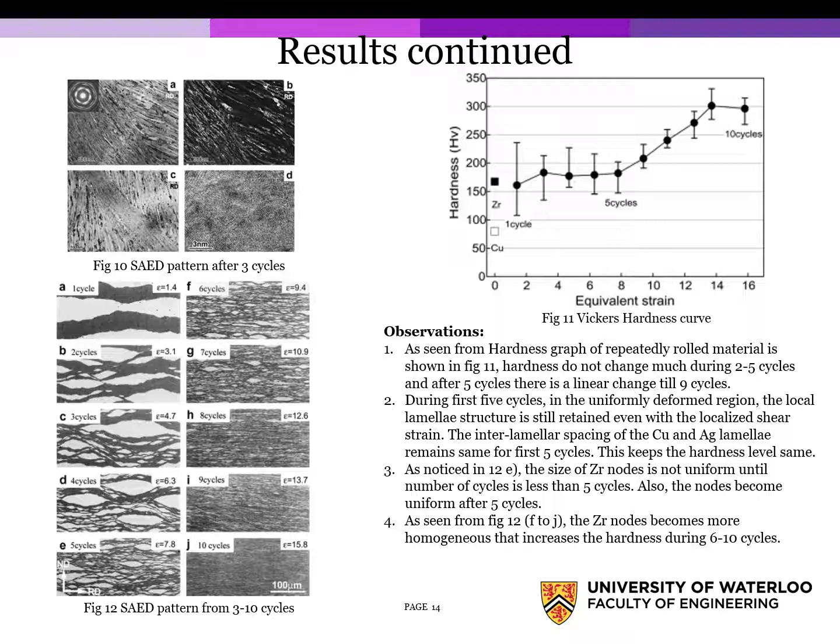As noticed in figure 12 part E, the size of Zr nodes is not uniform until the number of cycles is less than 5. Also, the nodes become uniform after 5 cycles. As seen from figure 12 F to J, the Zr node becomes more homogeneous, which increases the hardness during 6 to 10 cycles. So now let us take a look at the metallurgical analysis of this trial.